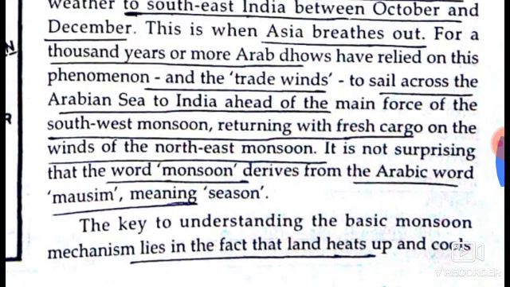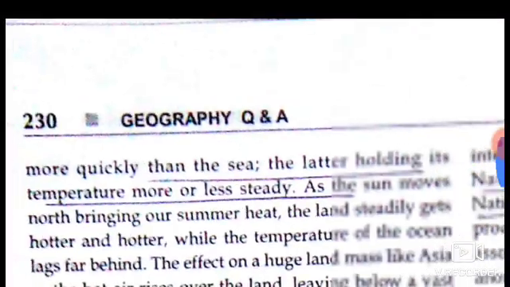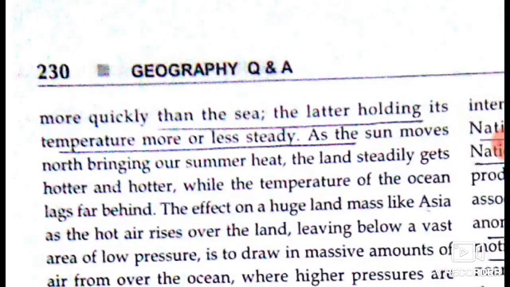The key to understanding the basic monsoon mechanism lies in the fact that land heats up and cools more quickly than the sea, the latter holding its temperature more or less steady. As the sun moves north, bringing our summer heat, the land steadily gets hotter and hotter, while the temperature of the oceans lags far behind.